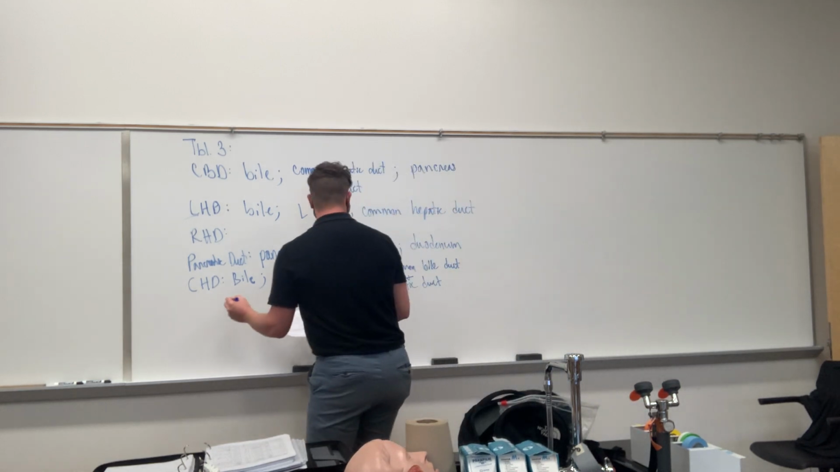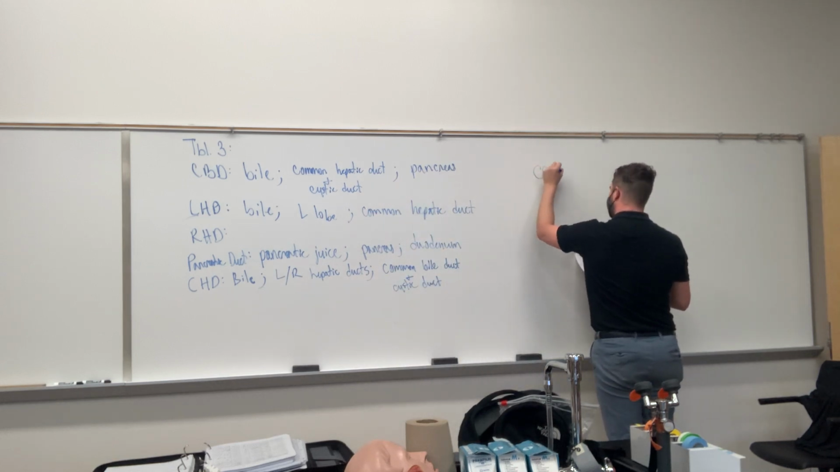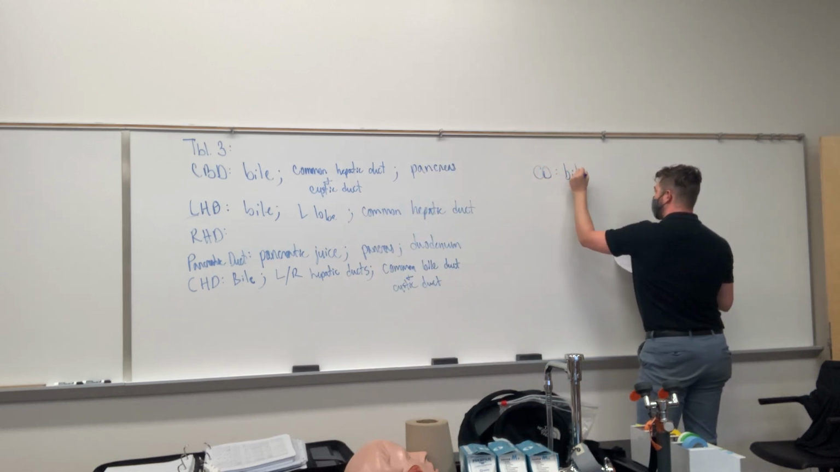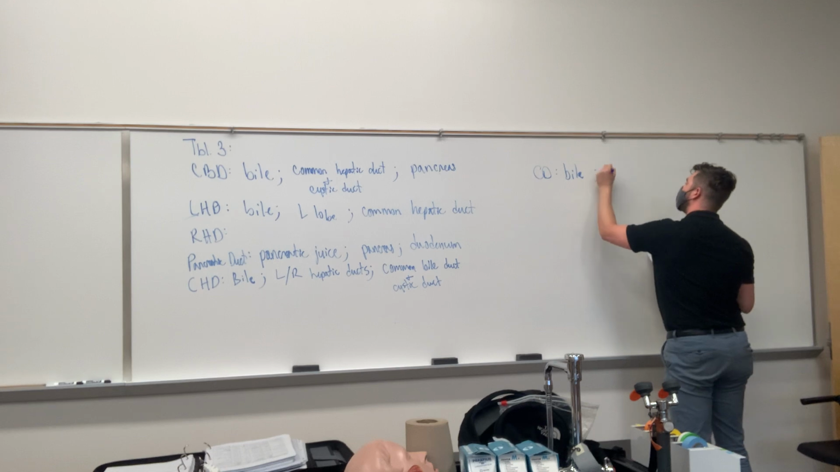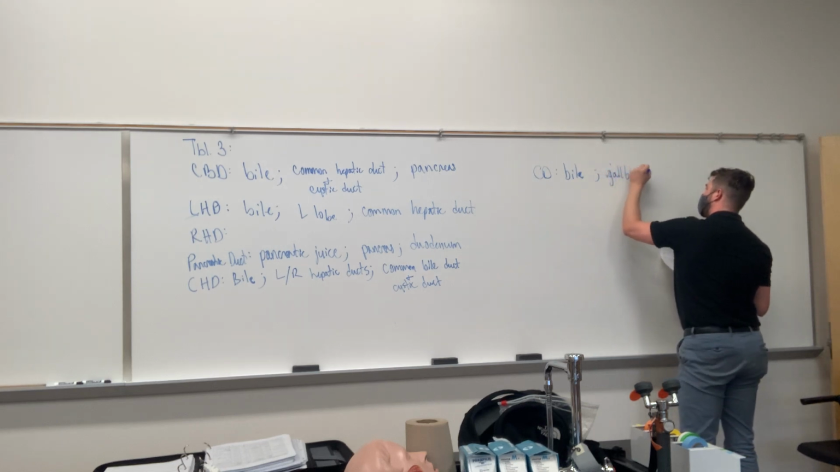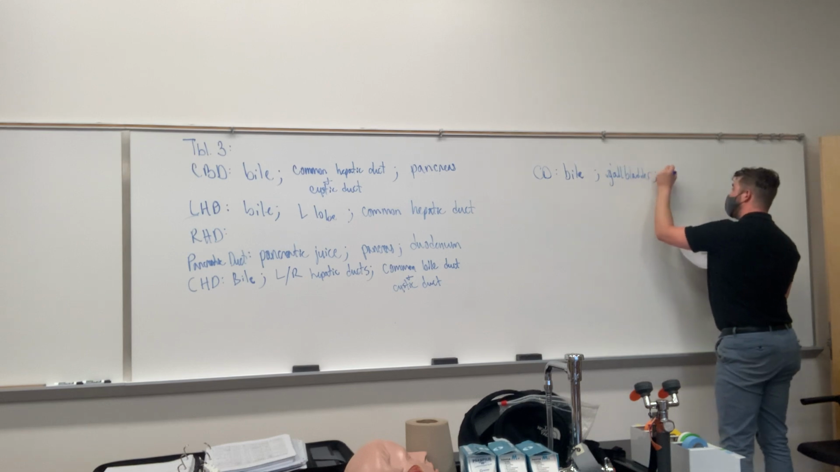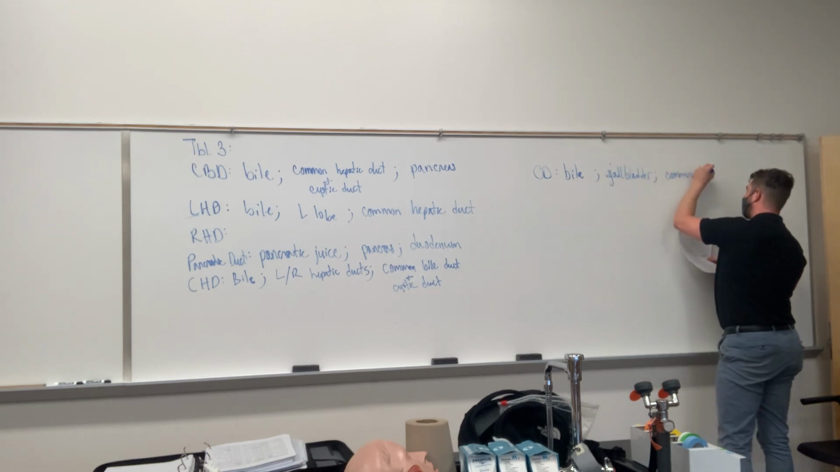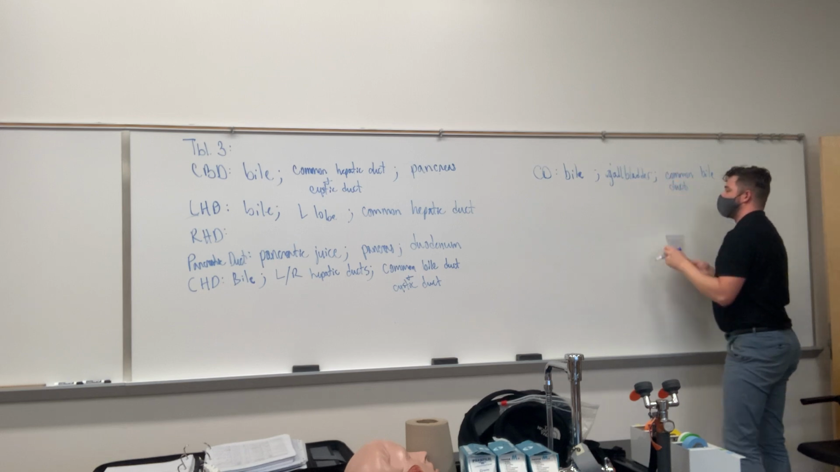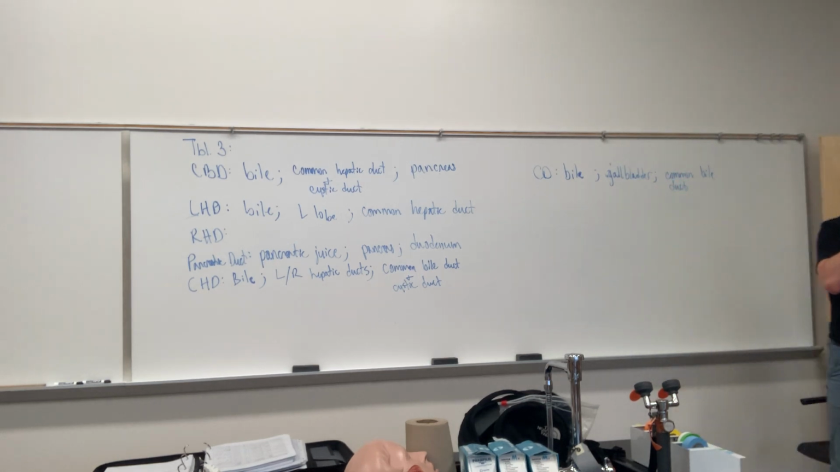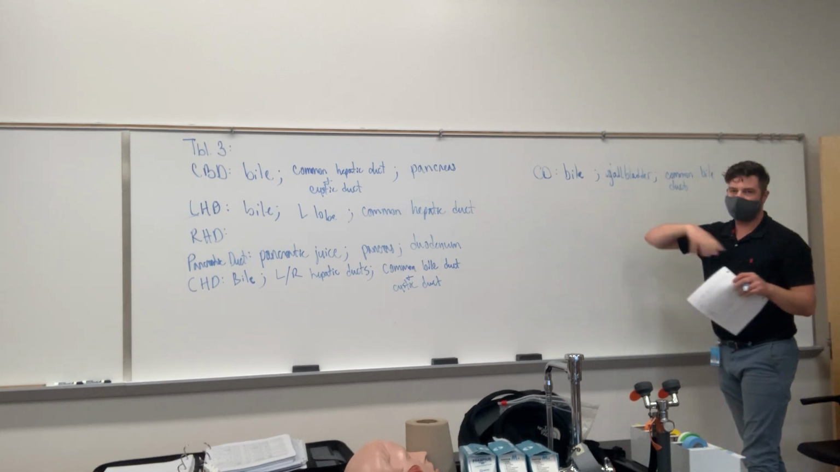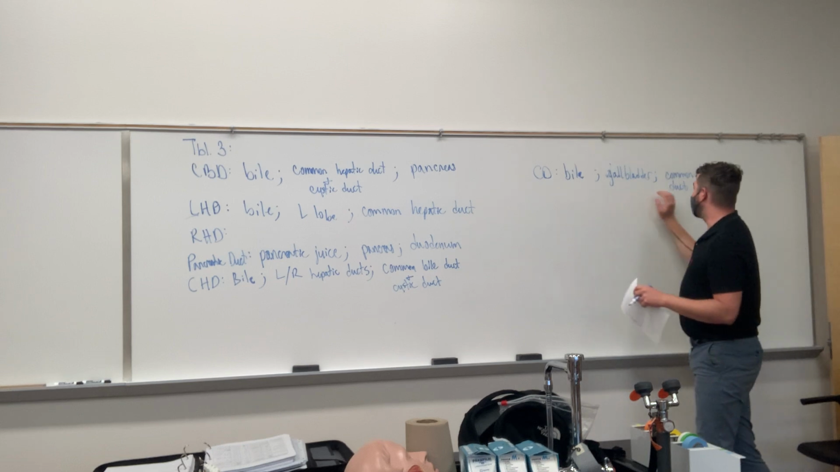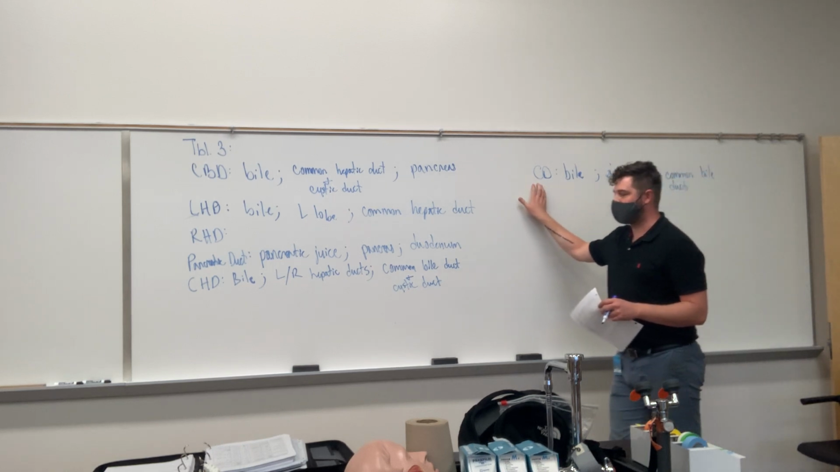Okay, the last one is the cystic duct. Move over here. It is carrying bile, still just bile. So this is coming from the gallbladder. And it's going to the common bile duct. Because again, it's the common bile duct that takes bile out of the liver, or out of the gallbladder. So the only thing that's taking bile to the pancreas is going to be the common bile duct. The cystic duct just takes it from the gallbladder.